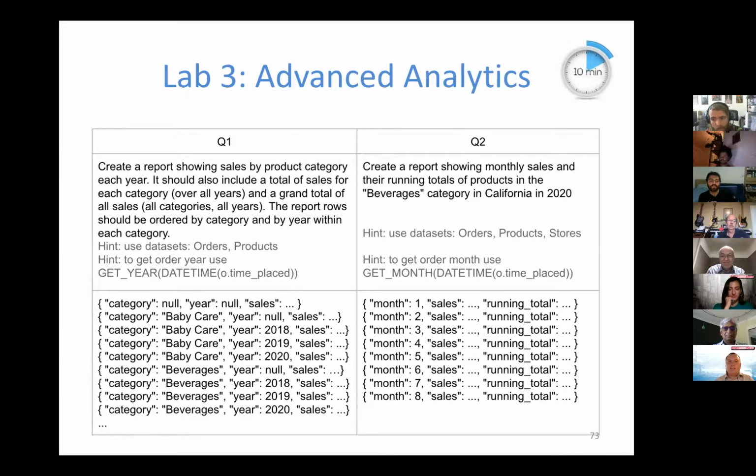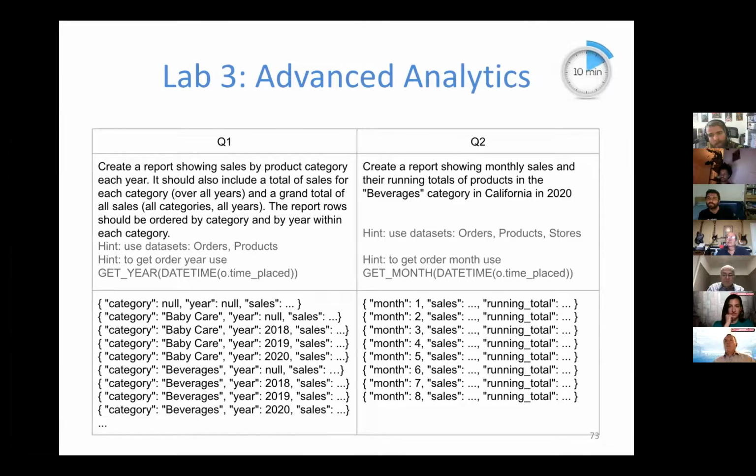All right, then, let's do our third lab. Again, I think the intent was to have 10 minutes, but Mike, please correct me if we need less time here. The assignment is to create two analytical reports. The first one is called Q1, and the query should produce sales by product category each year. In addition to that, the report should include total sales for each category across all years and the grand total of all sales we have in the database. The expected result is shown below.